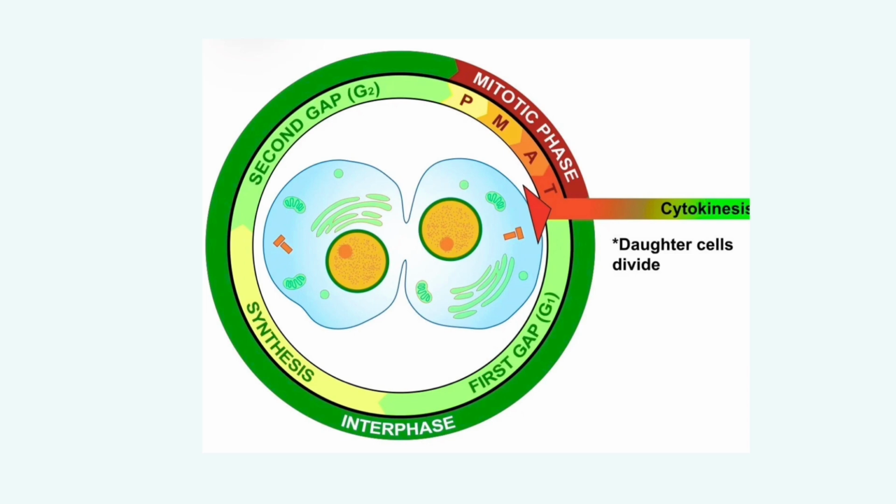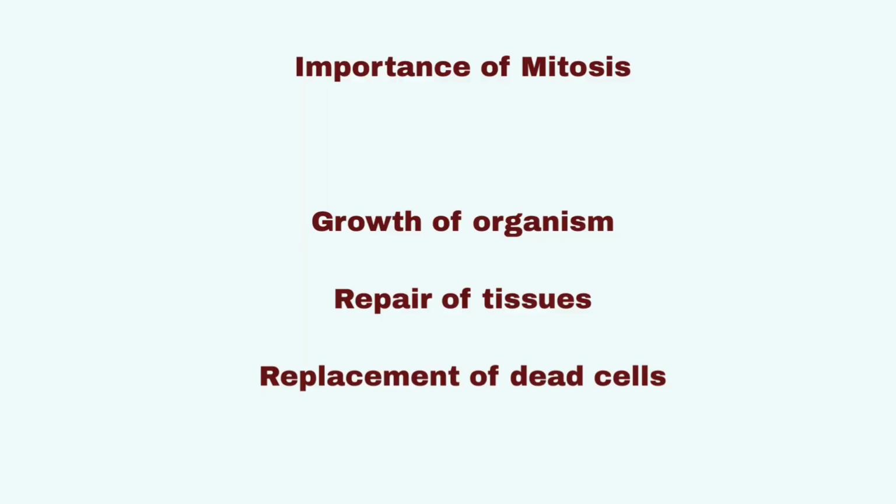Alright. Now, importance of mitosis. Mitosis is essential for growth, repair, and maintenance of an organism. So, key points here for the growth are: helps an organism grow by increasing the number of cells. For example, a human child grows because body cells divide by mitosis. Repair replaces damaged or worn out cells. Example, skin heals after a cut.